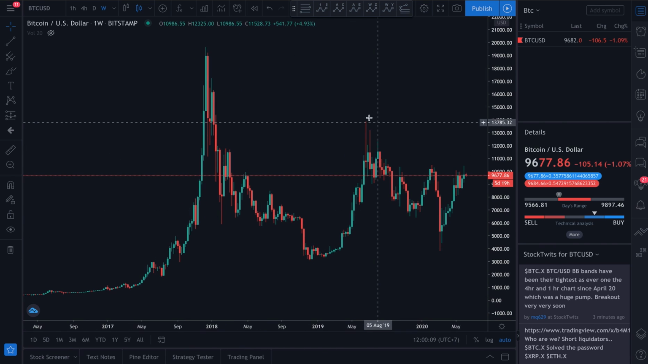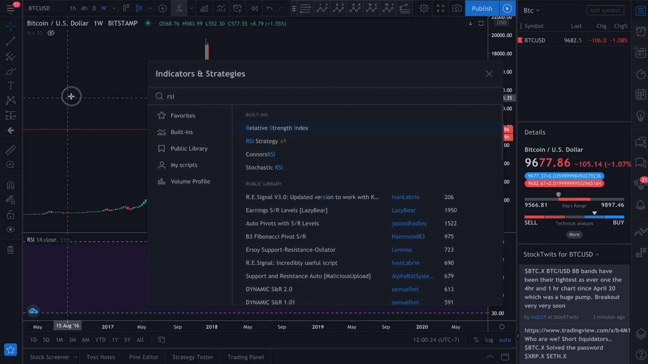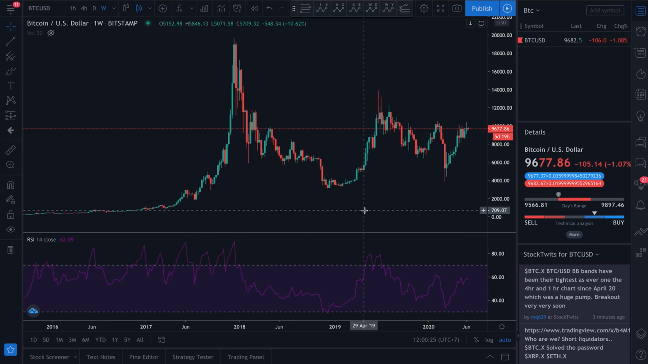And now, how do you read this chart? I will give you my favorite indicators as well in this video. And my favorite indicator is something called RSI, and you can find it by clicking the FX and typing RSI here, and it's this one. And it will add this RSI here down below.